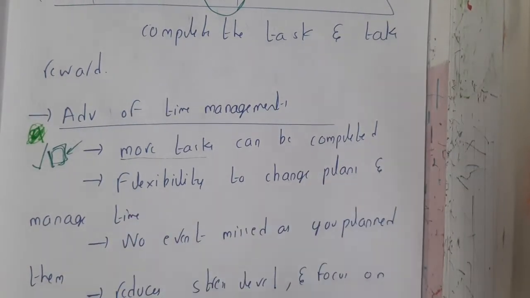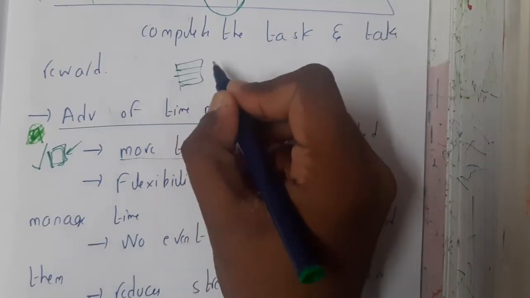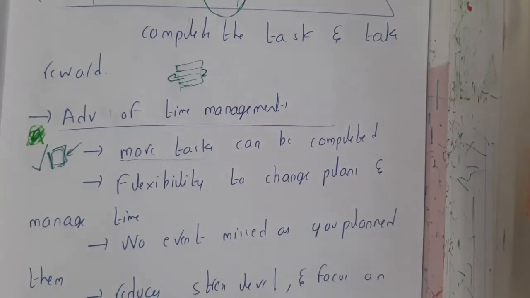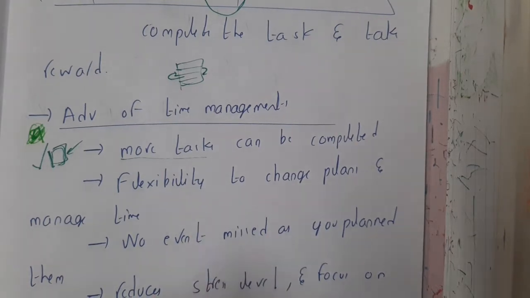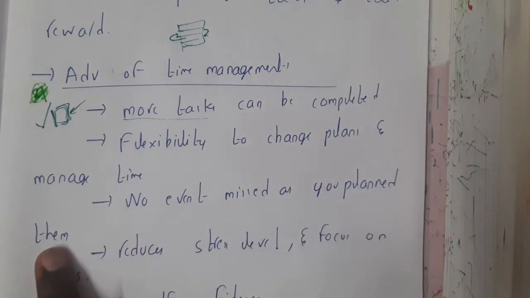Similarly, it is flexible to change the plans. Now you have a clear idea of what to do at what time. Assume that you want to swap some things, so you can swap them because you know clearly when to stop and when to start. That is the reason why we can say that it's flexible. No event is missed, as you planned them.